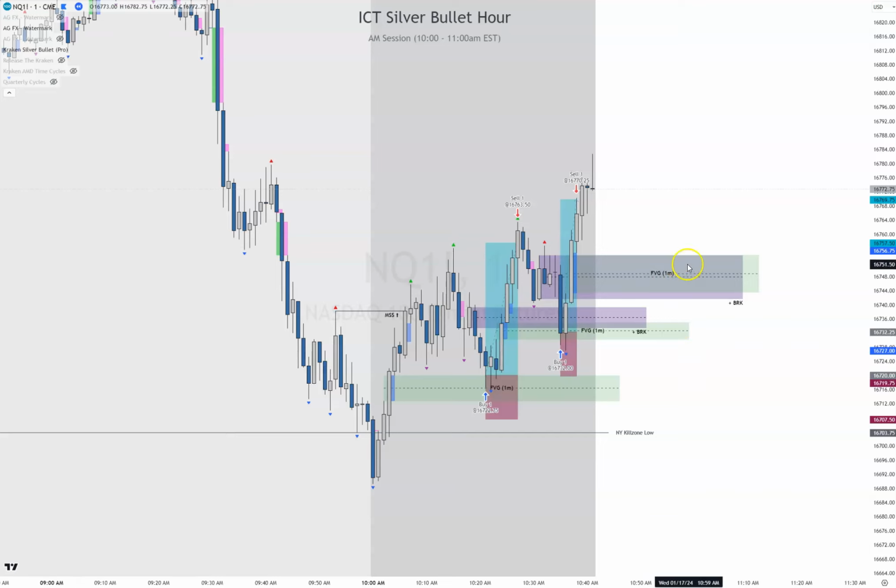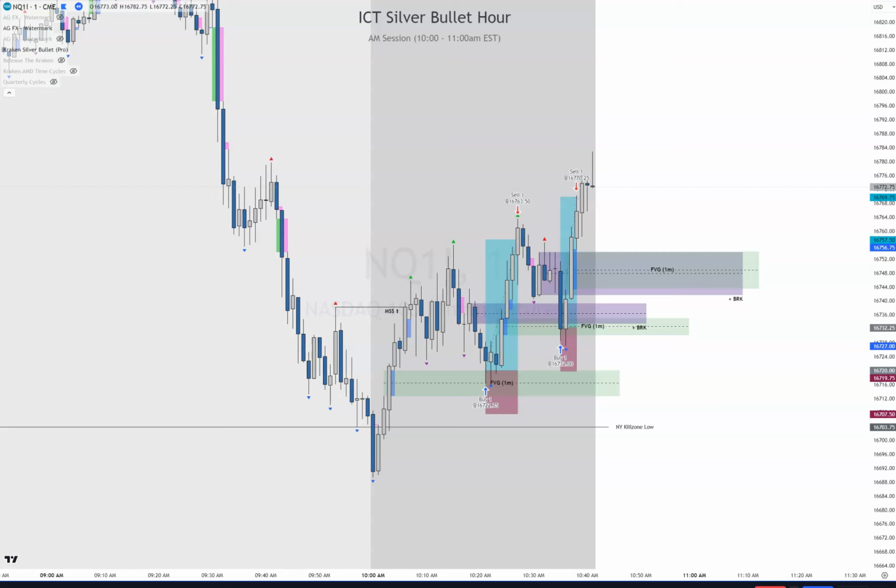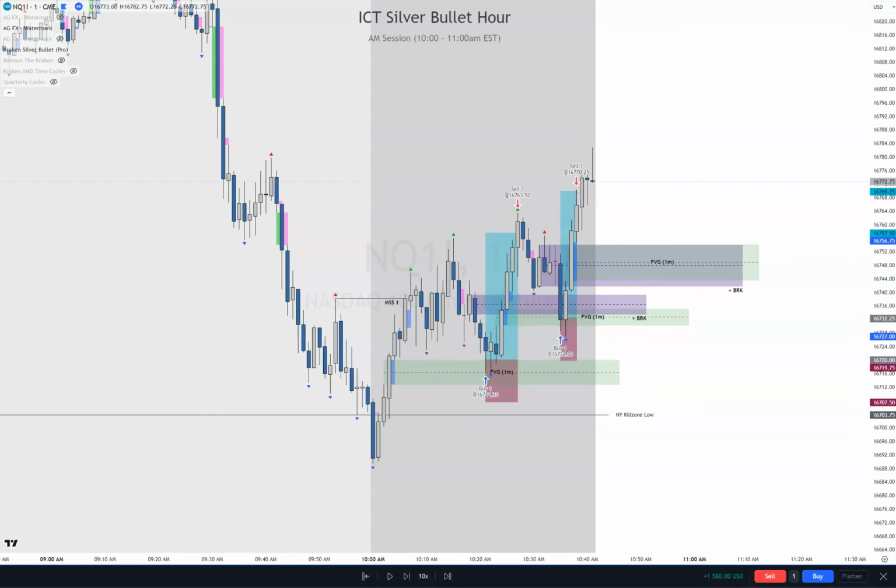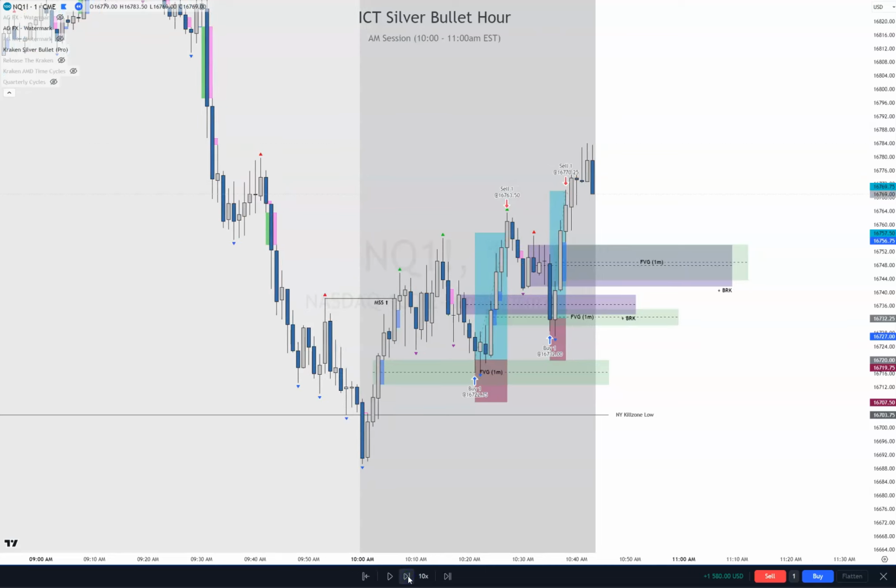Okay, so if it comes back in here and you're still in this silver bullet hour, you could take another trade. If I'm up $1,500, which let me move this up here so I can show you that we are up $1,500 right here, I would not be taking another trade. But since I'm showing you what you could have done, how these would have worked out, we'll take another trade if it does.